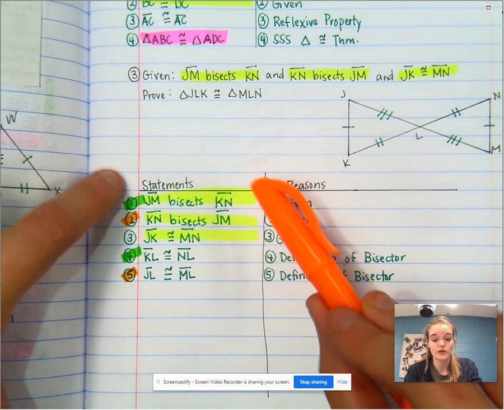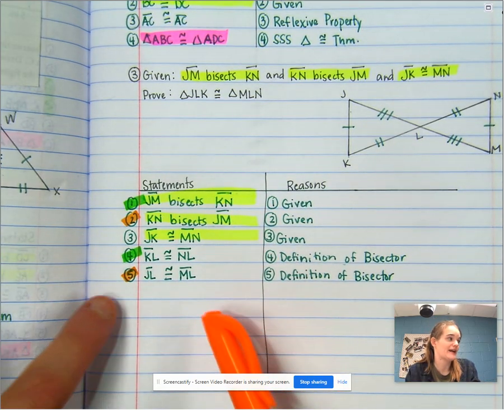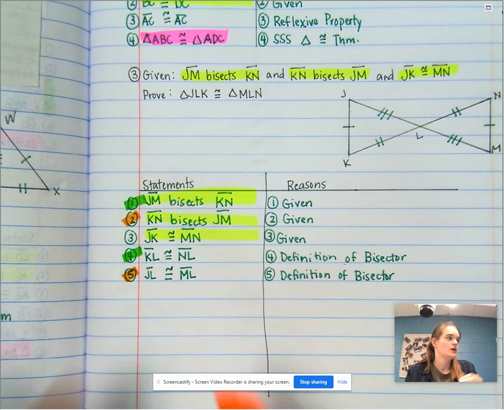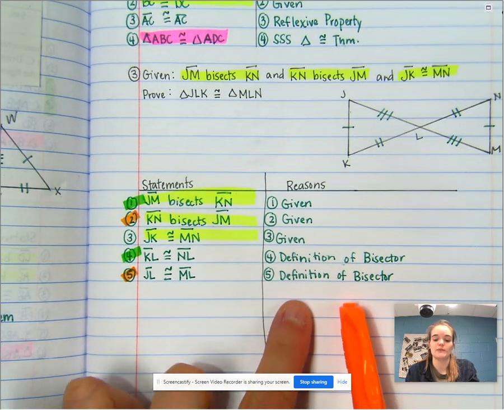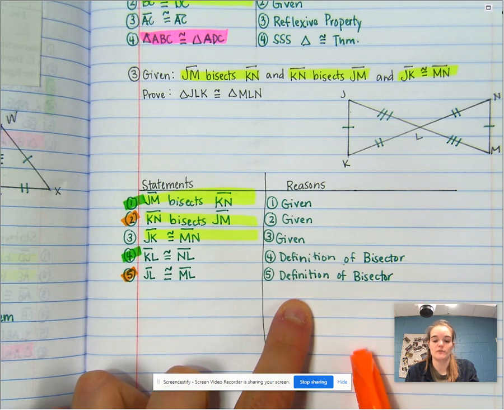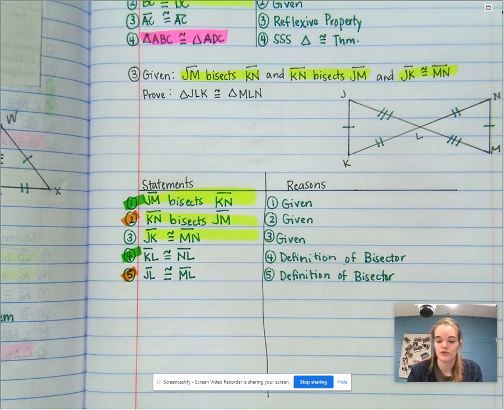3 could have gone first. 3 could have gone last. Well, not last, but after 5. It could have been number 5. The only thing that matters in the order is if you use a definition of something like bisector or midpoint or something like that, you had to have said it was a bisector or midpoint first.